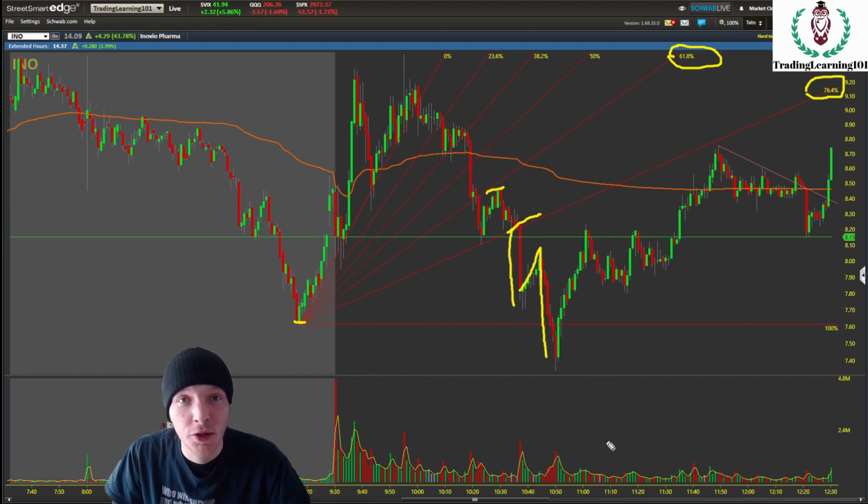So that's how you could use the Fib Fans if you're looking for a reversal to the downside. There's multiple different ways you can use Fibonacci Retracements, Fibonacci Fans. This is why I love them so much. And you can apply these to multiple different time frames. 1 minute charts, 2 minute, 3 minute, 5 minute, 10 minute, 15 minute, 30 minute, 60 minute, 65 minute, daily charts, weekly charts.